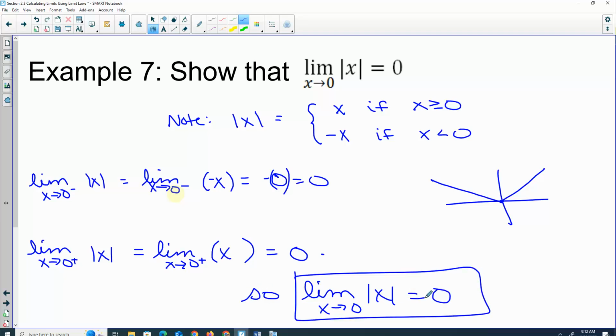Now, did I need all that work? Probably not. Could you guys have looked at the graph I drew and told me that limit was equal to 0? Yes. But when we have more complicated expressions dealing with absolute value, this is how we're going to approach them. Break it into the piecewise functions, do your left and right hand limits, and see if they match up. Questions there?